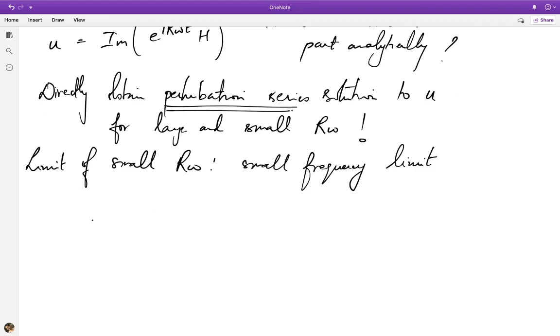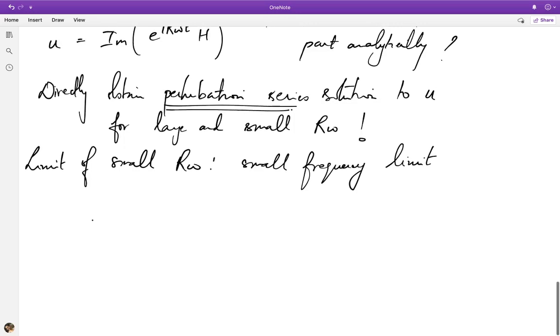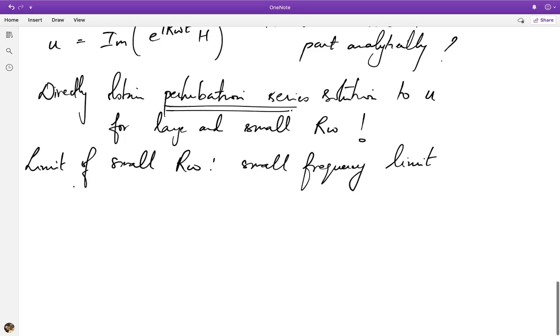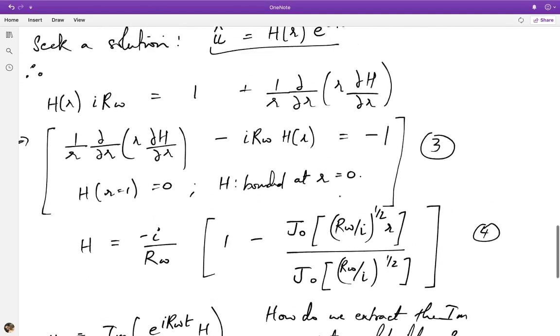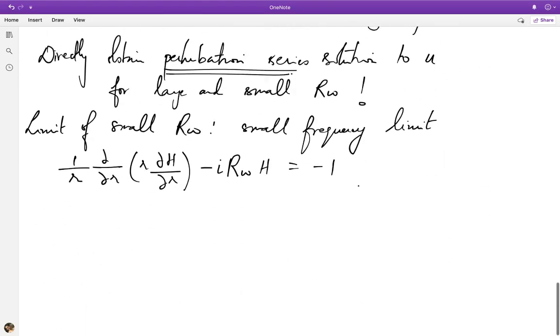So let us now proceed with that program by assuming a perturbation form for the expansion. So for convenience now, let me just rewrite the equation. Right, this is just equation 3. So I've just rewritten equation 3. It's the same equation. And now I'm going to assume a perturbation power series.